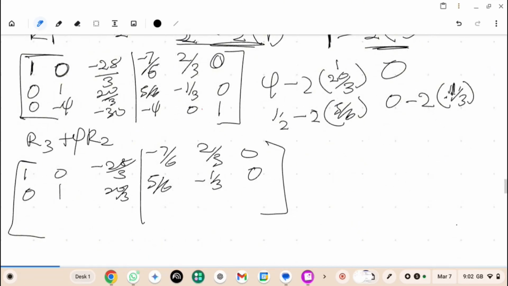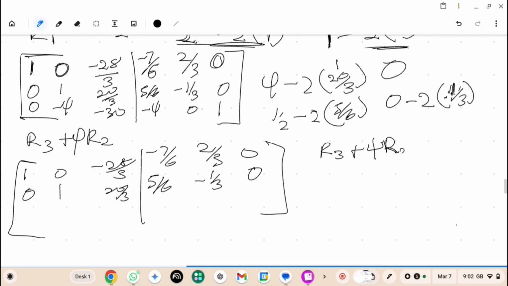So we have row 3 plus 4 row 2. What's row 3 here? Here is 0. So 0 plus 4. And what's row 2? Row 2 is 0. So here is 0 plus 0, which is 0. So you have 0 here.